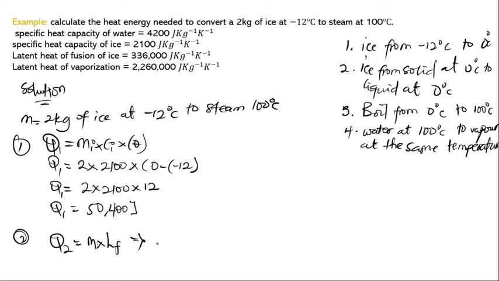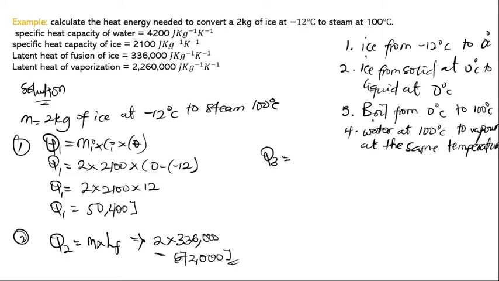So the mass that we have is 2, multiplied by the latent heat of fusion of ice, which is given to us as 336,000. If we do the multiplication, we are going to get 672,000 joules. So this is the heat energy needed to convert the ice from the solid state to the liquid state at the same temperature of 0 degrees Celsius.